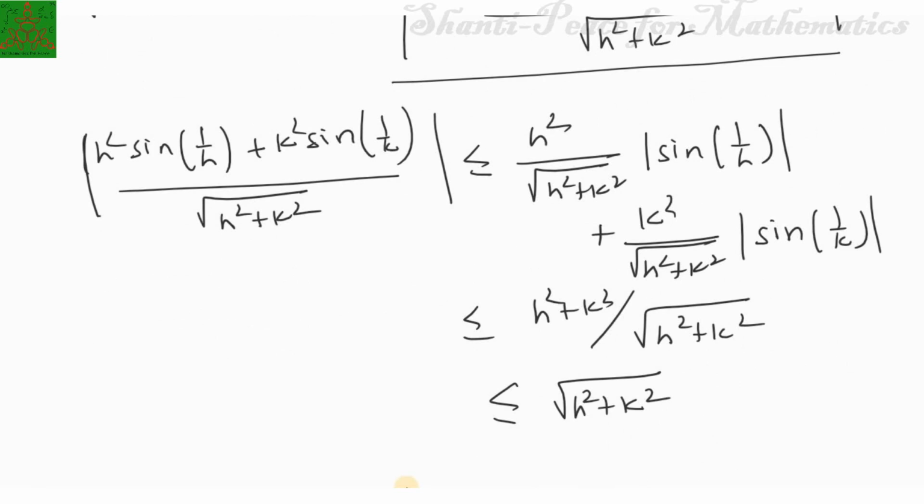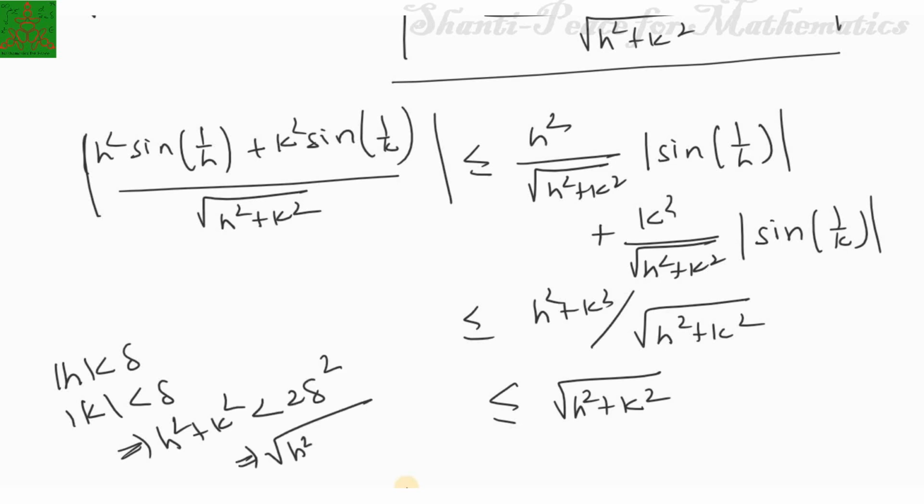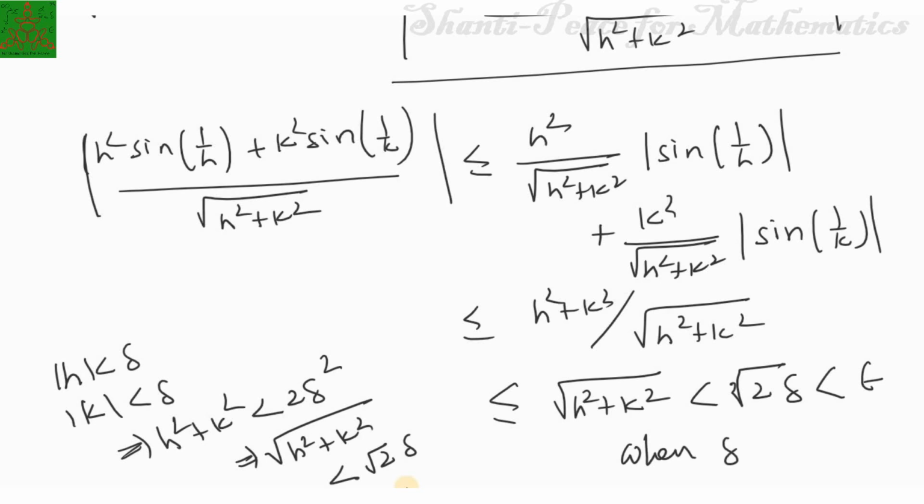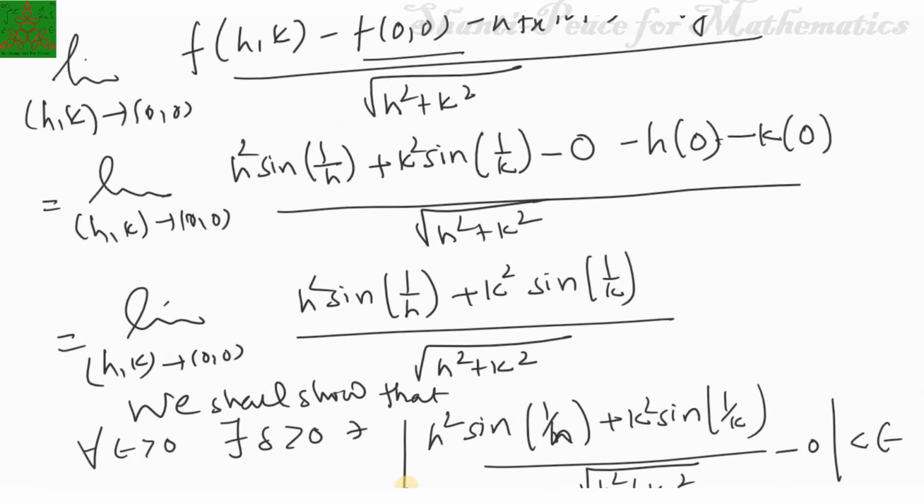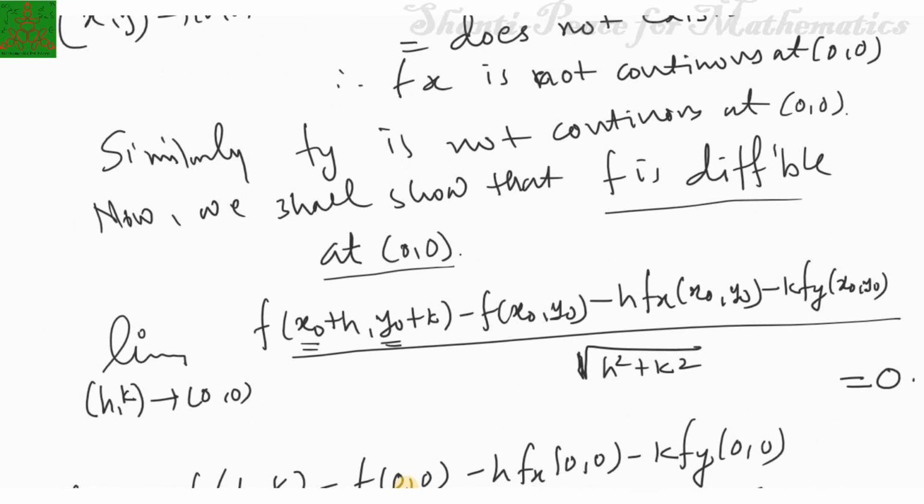And you know that in the neighborhood, that is |h| less than delta and |k| less than delta, implies h squared plus k squared is less than 2 delta squared. So square root of h squared plus k squared will be less than square root of 2 times delta. If you want this to be less than epsilon, then your delta should be less than epsilon upon square root of 2. So that proves that f is differentiable at the point (0,0) because this limit will be 0. So that's why this is true.